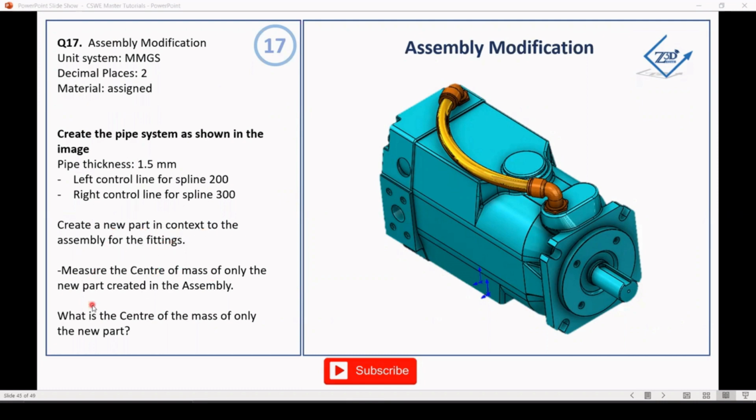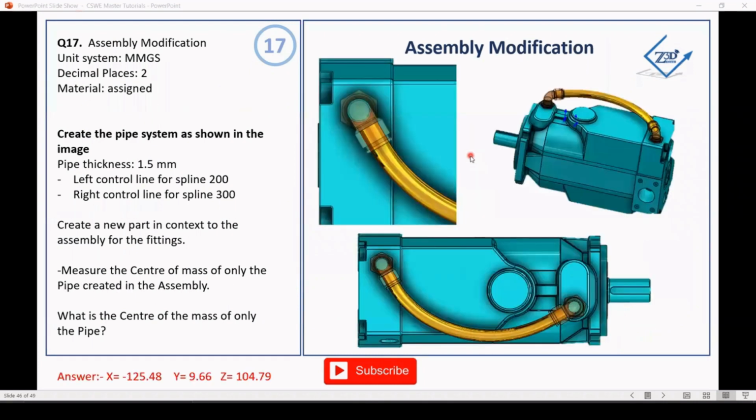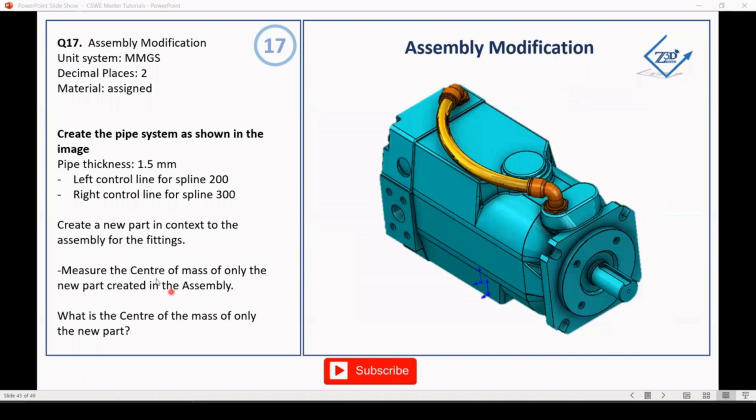And pipe thickness is 1.5 mm. We have to find the center of mass of only the pipe. So we have to measure the center of mass after creation of the pipe.